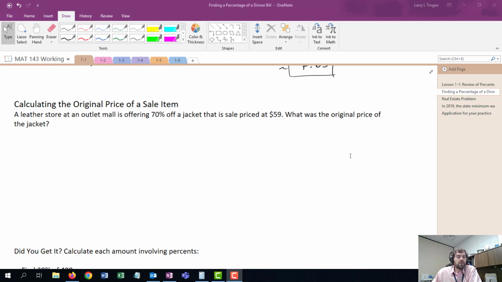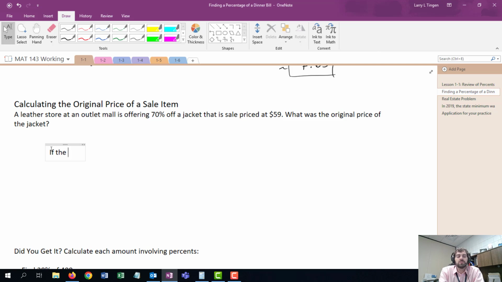A leather store at an outlet mall is offering 70% off a jacket that is sale priced at $59. What was the original price of the jacket? This one's not like problems we've seen up to this point, because instead of telling us the original price and then asking for the discounted price, they're telling us the discounted price and they want us to find the original price. So if the original price is 70% off and the result of that is $59, I can think of this problem two ways.